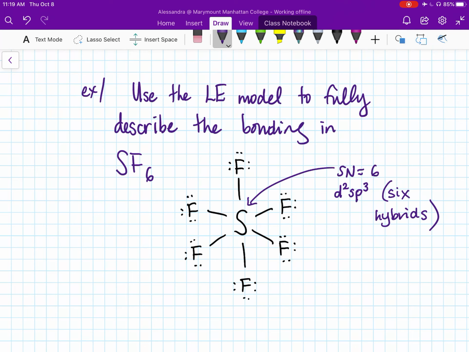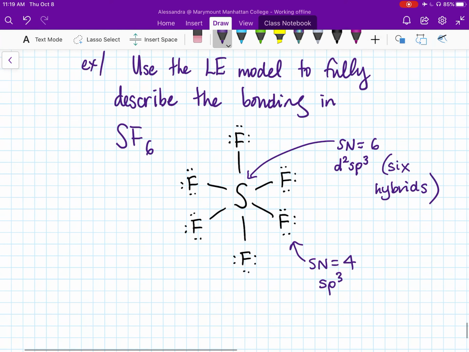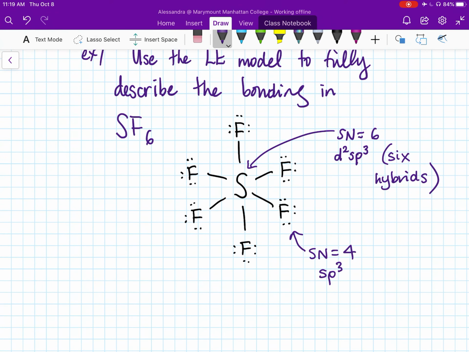Now, all 6 fluorines are in identical environments, and the substituent number around each fluorine is 4, so the fluorines are going to be sp3 hybridized, and all 6 of the fluorines are going to be the same. If we want to think quickly about the geometry, the substituent number of 6 around the central atom tells us that this is going to be an octahedral geometry with 90-degree bond angles.